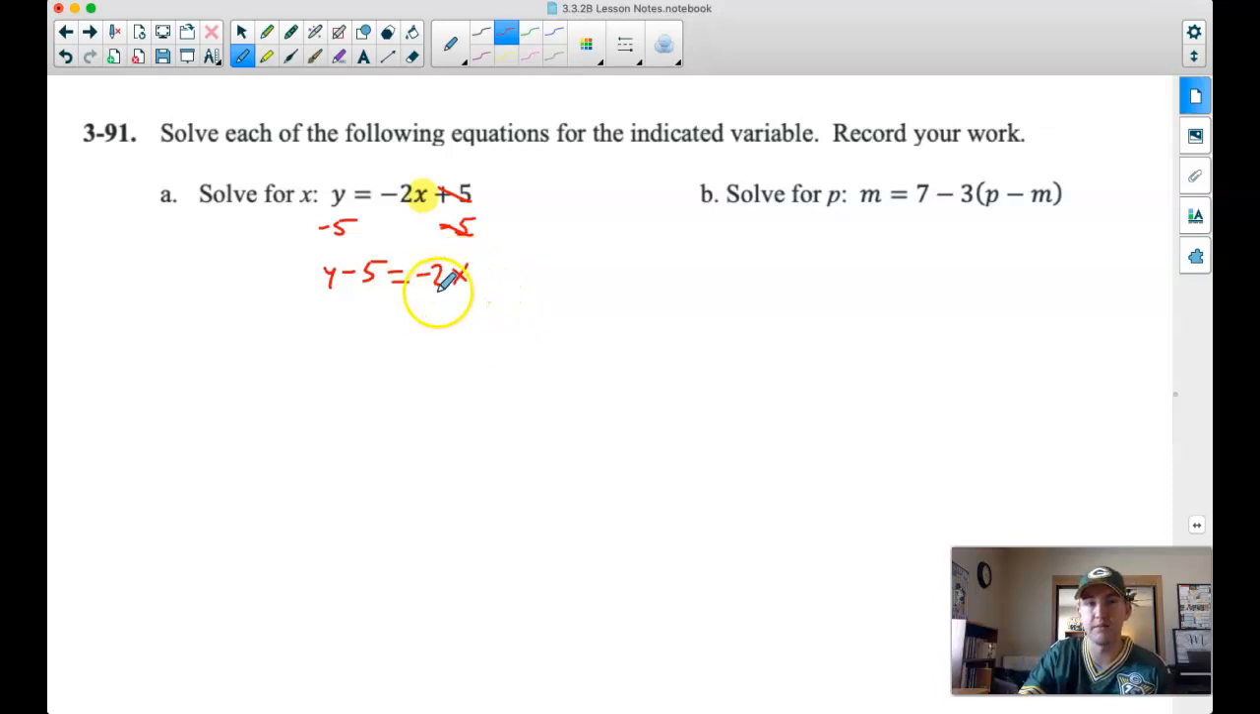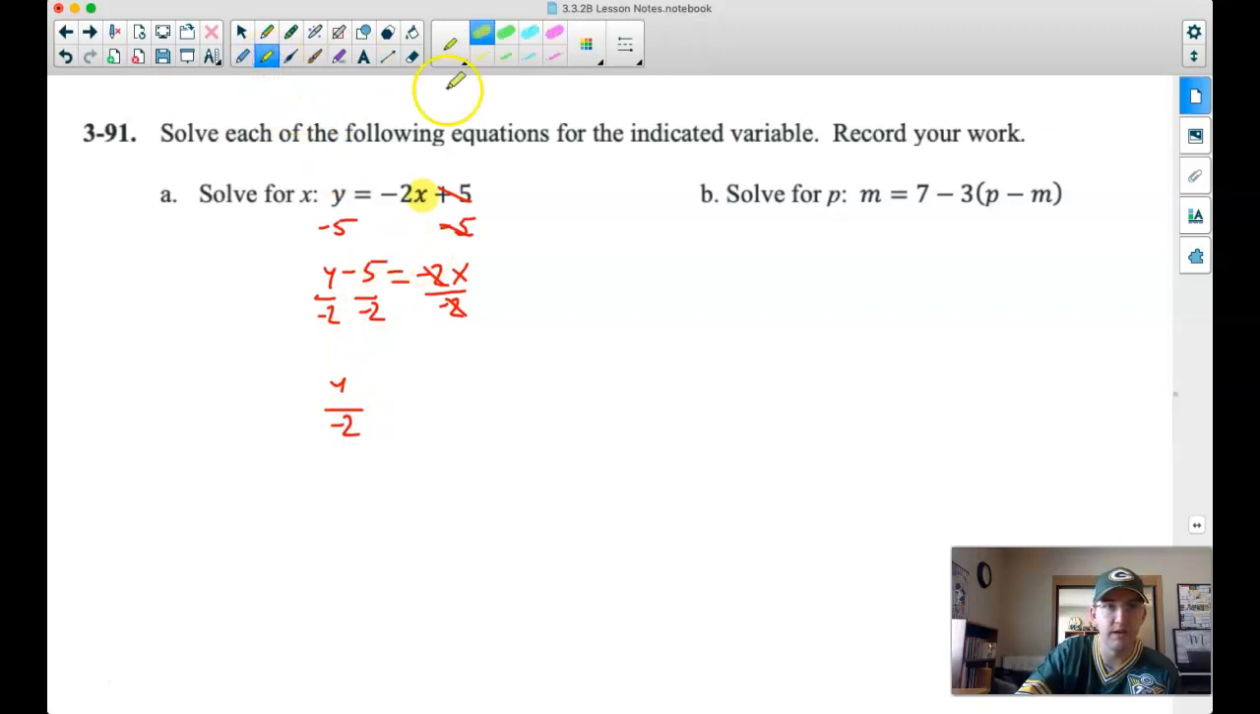So if we have negative 2 times x, in order to undo that multiplication and get x by itself, we have to divide both sides by negative 2. So we're dividing everything here by negative 2. So if we cancel those negatives here, what we are left with would be y over negative 2. Here, when we have that negative 5 over negative 2, so this term, we have a negative over a negative. So those are going to offset and create a positive term, so that we would be left with plus 5 over 2.